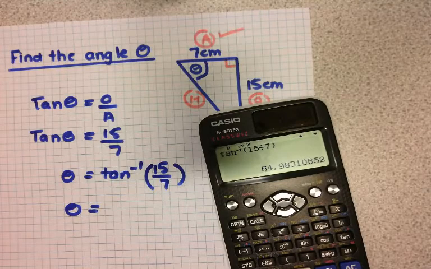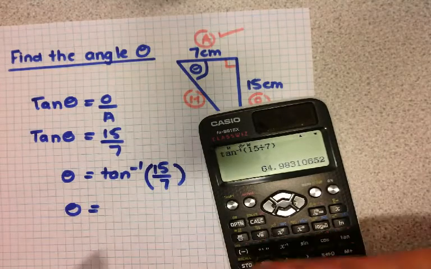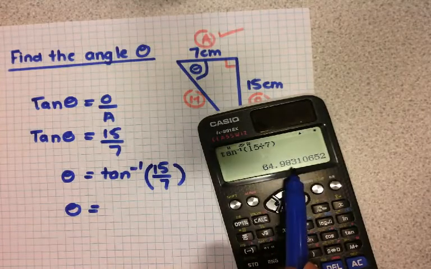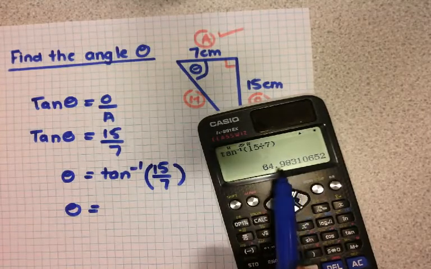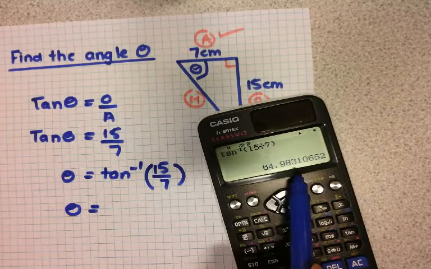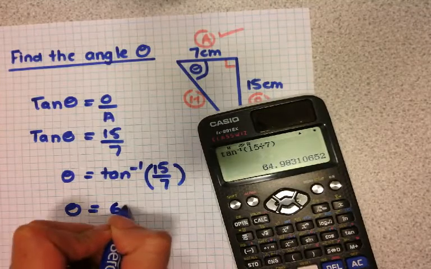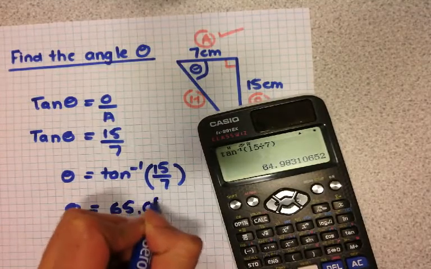Rounding that to 1 decimal, that's quite a tricky one to round actually. But the 8's going to push the 9 up. 9's quite awkward to round, so I always look at it as 8 pushes a 49 up to a 50, so that ends up being 65.0 degrees.